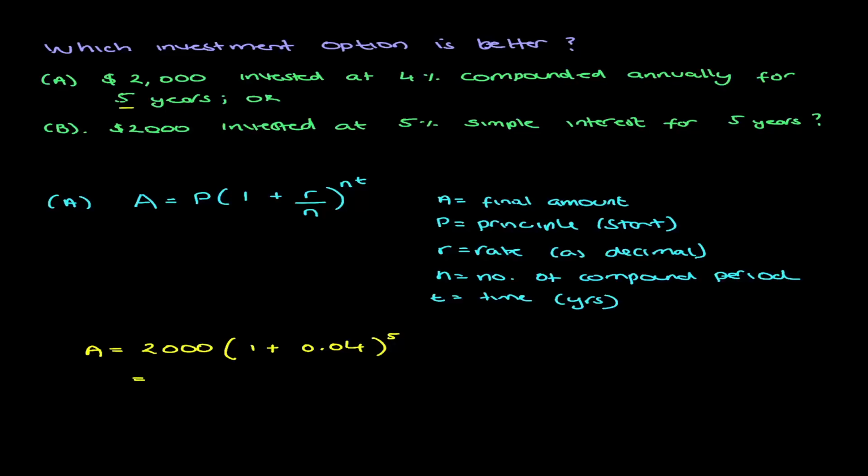So let's plug that into my calculator. 2000 times 1 plus 0.04 to the power of 5. And that tells me I would get 2,433.31. Because it's money, make sure you round it to 2 decimal points. Money should always be rounded to 2 decimal points. So that's my final amount.